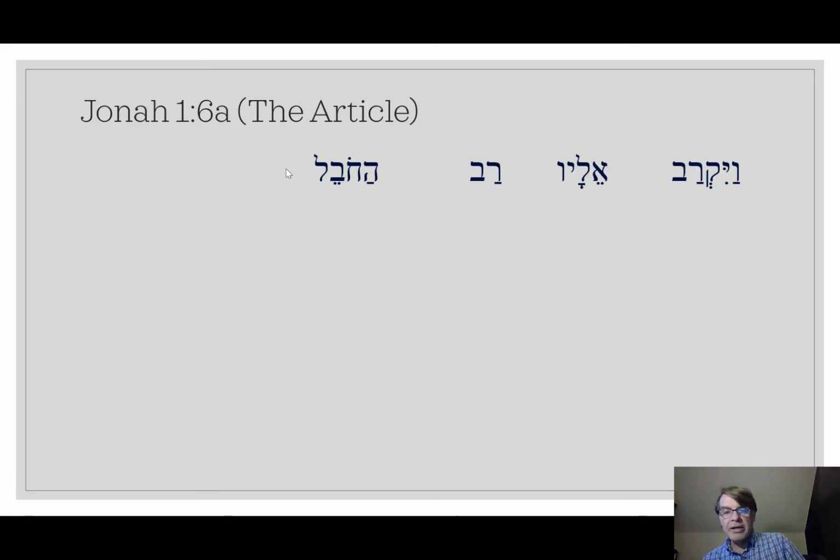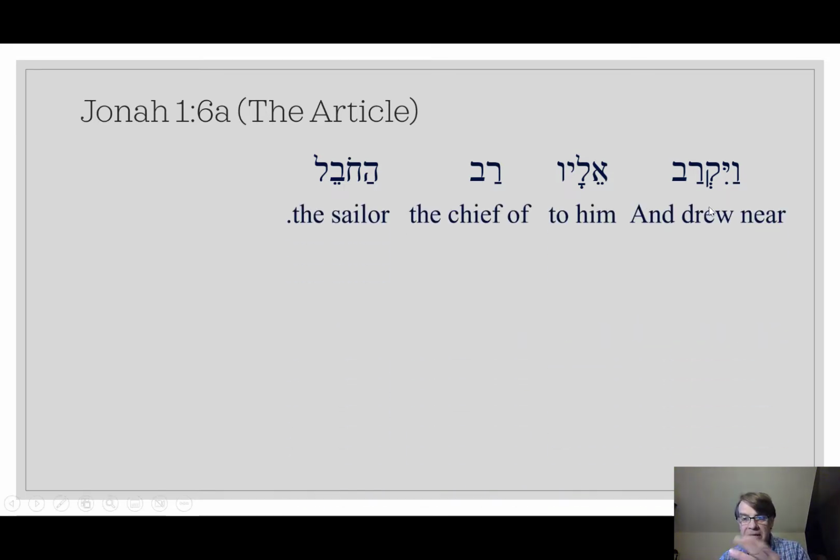Okay, what do you recognize? You probably recognize the vav here. It means "and," right? You might recognize the lamed, which means "to." In the video that immediately follows this, where we finish up Jonah 1:6, I'm going to tell you that the vav on the end is "him" or "his." In this case, "to him." So, "and he, somebody, drew near to him."